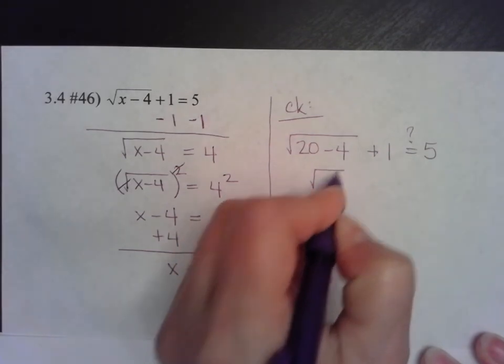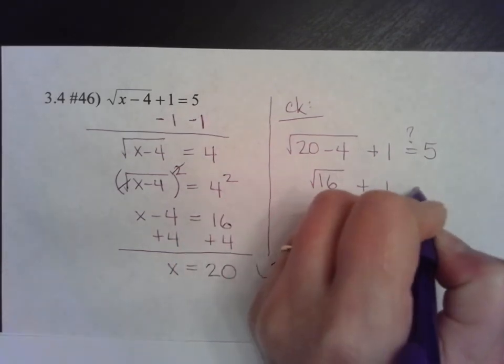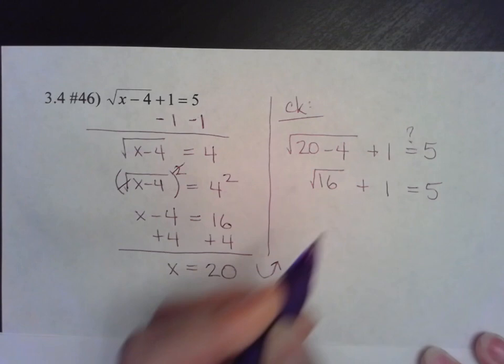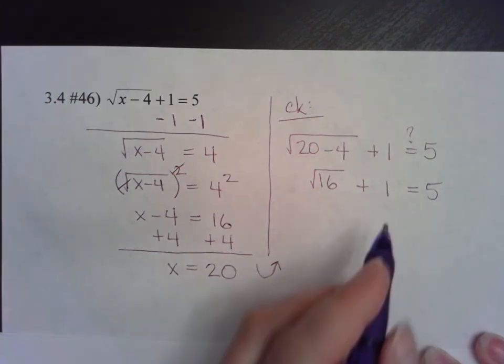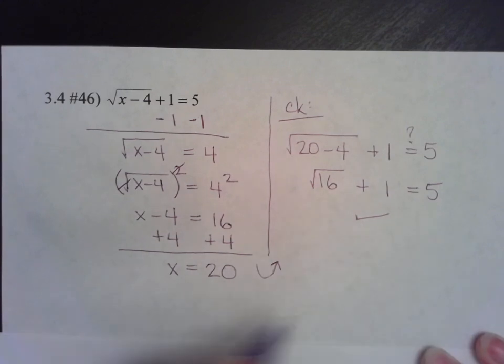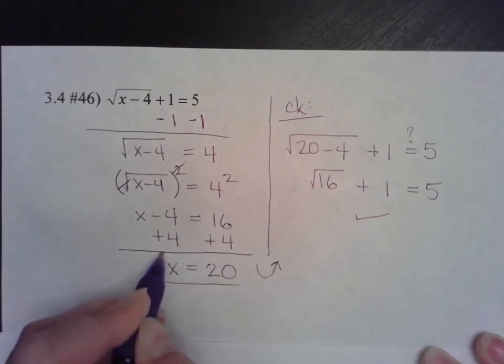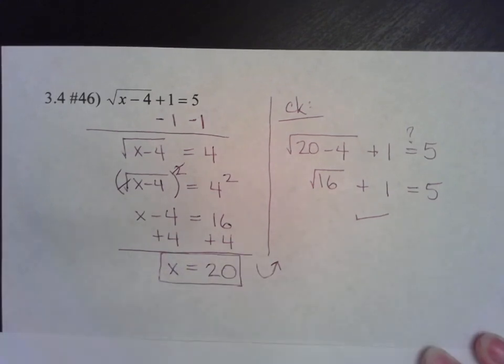Minus 4, that's the square root of 16. I know the square root of 16 is 4, so 4 plus 1 is 5. I'm convinced that works. So x equals 20 is our solution.